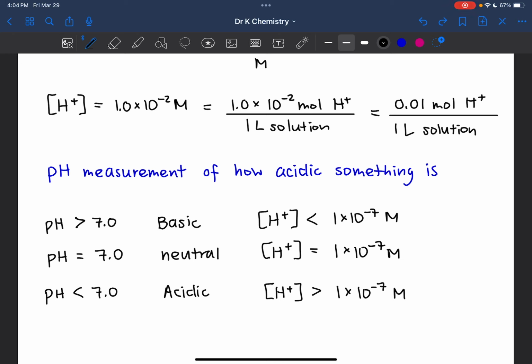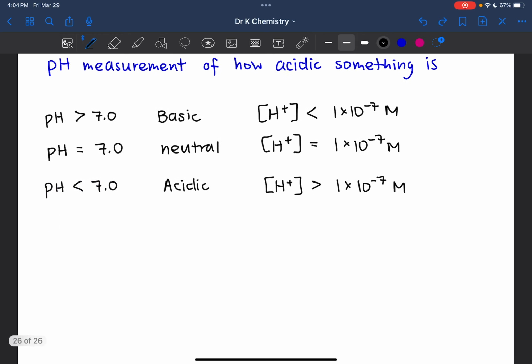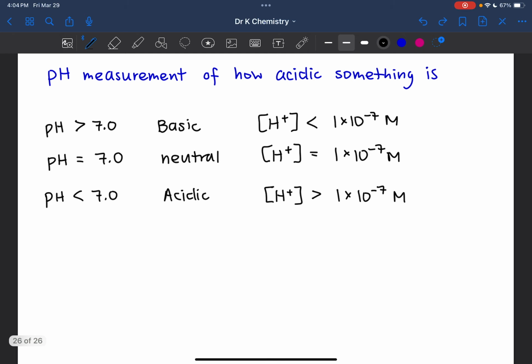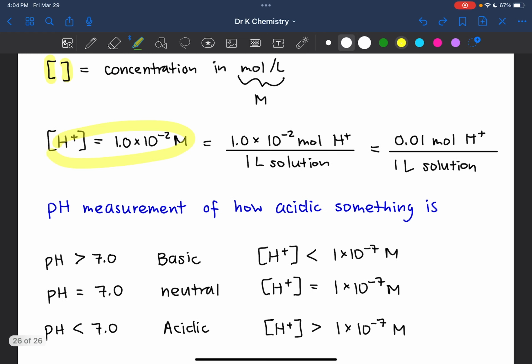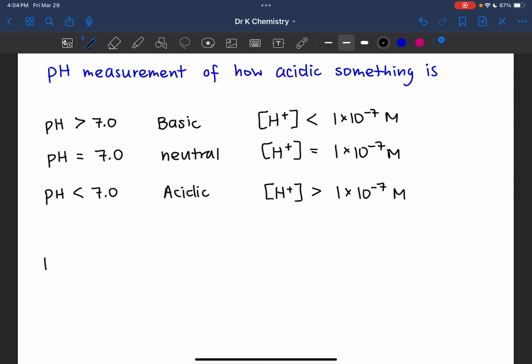So the scale will be from 0 to 14. The closer you get to 14, the more basic the solution will be. The closer you get to 0, the more acidic the solution will be. And there are a couple of equations that will enable you to convert between pH and hydrogen ion concentration. So suppose that you know the hydrogen ion concentration of a solution, you know exactly how many of those ions are floating around in there, and you want to know the pH. What you would do is use the following equation, that pH is equal to the negative log of the hydrogen ion concentration.